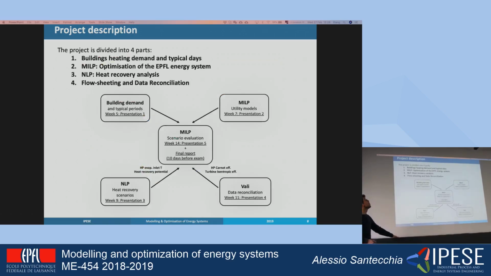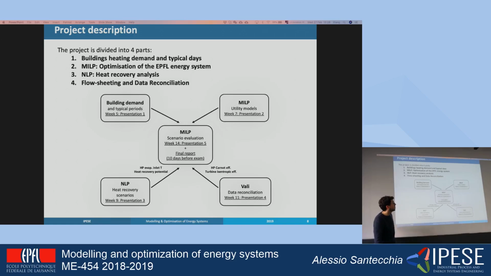So the project is divided into 4 parts. The first part is about the analysis of the demand of each building, and also the construction of the typical periods that you will need in your linear problem to solve with AMPL, right? So here is this part, the first box at the top left. And in week 5, you have a presentation.